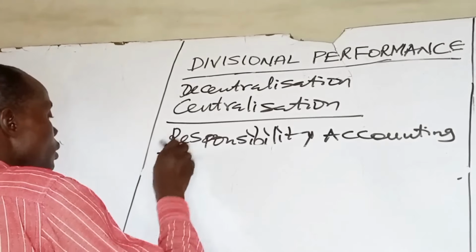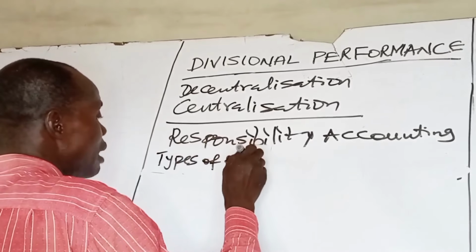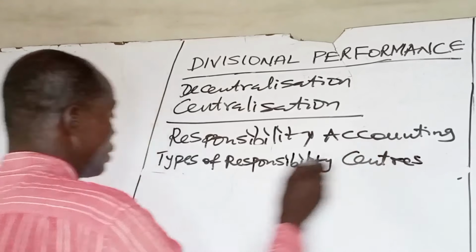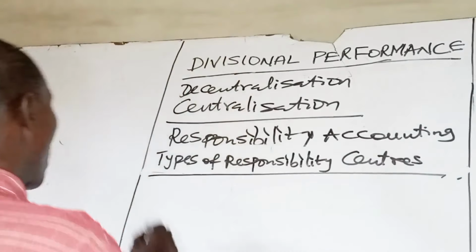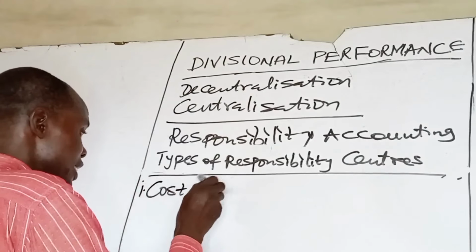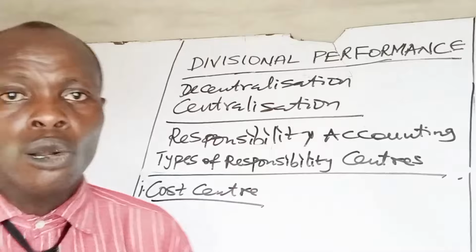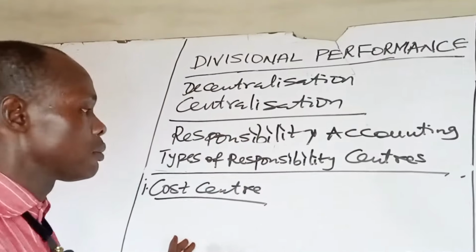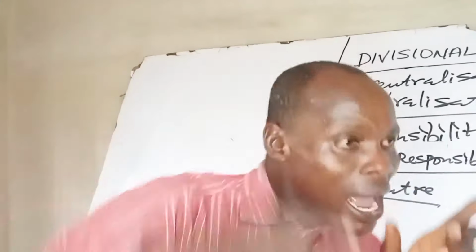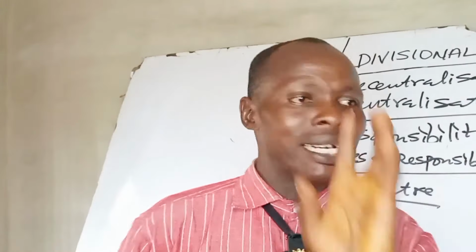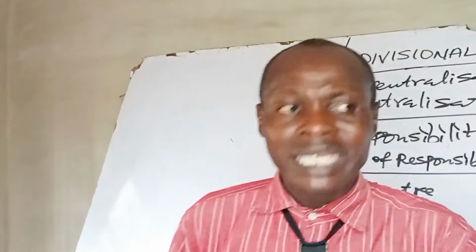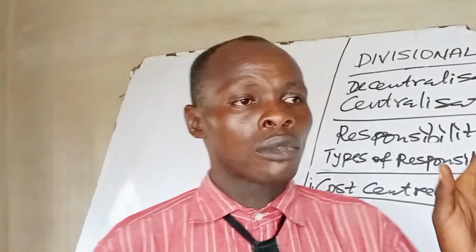Types of responsibility centers. Number one, we have the cost center. A cost center is a department for which costs are established in order to measure the cost of output produced by the center.